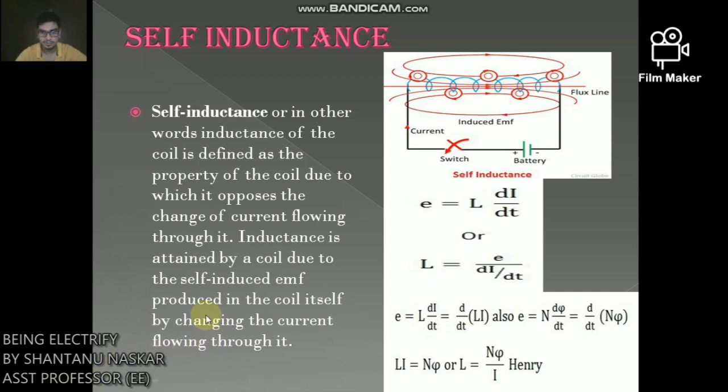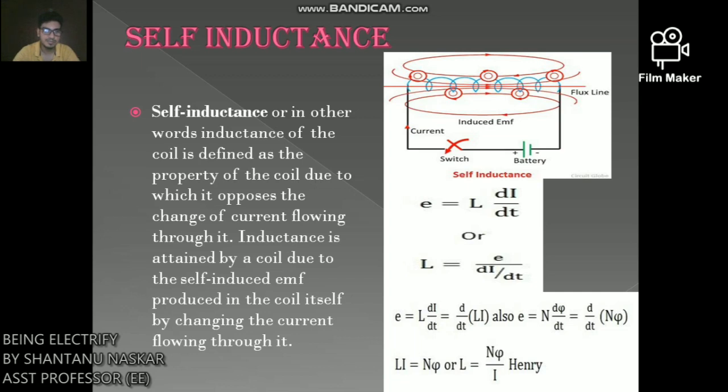So if this is 1 volt and this is 1 ampere per second, then the value will be 1 Henry. Hence, from the above derivation, a statement can be given that a coil is said to have an inductance of 1 Henry if an EMF of 1 volt is induced in it when the current flowing through it changes at the rate of 1 ampere per second.